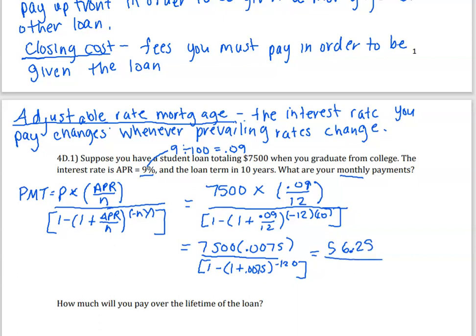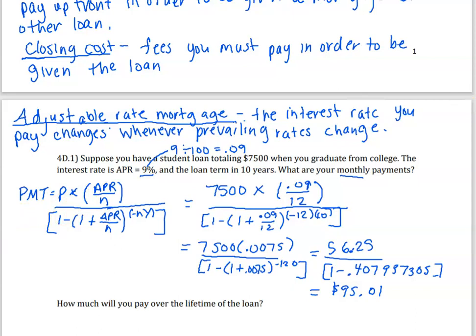On the bottom, if I go ahead and take care of my 1 plus 0.0075 raised to the negative 120 power, you want to try to leave as much of this saved on your calculator screen, so you can say 1 minus the answer of that. But when I divide these two things, I'm getting $95.01. So that's how I would calculate my monthly payments.